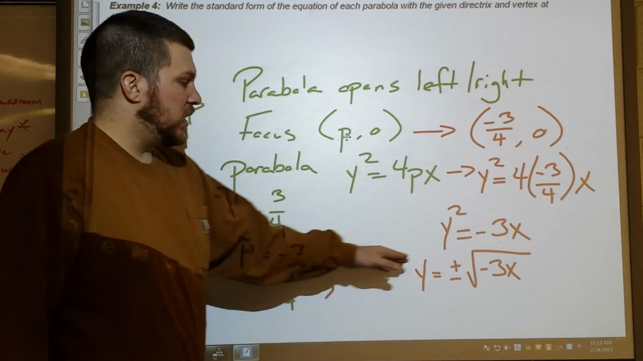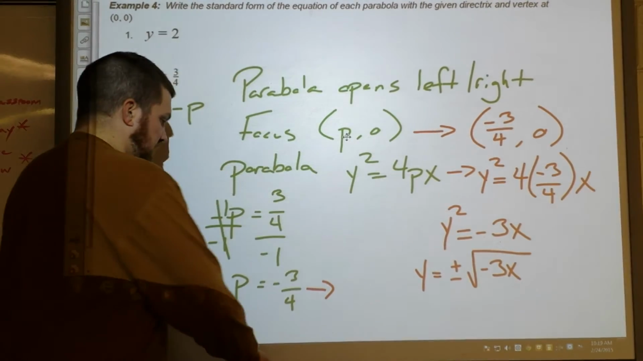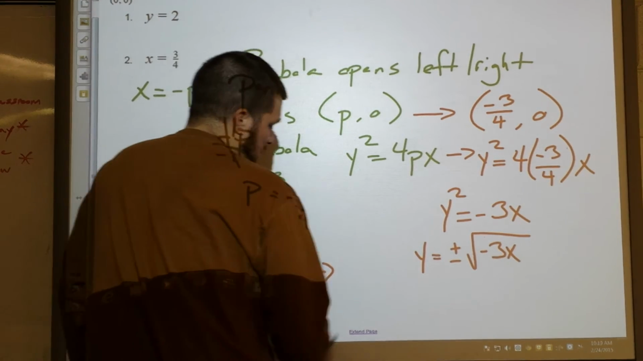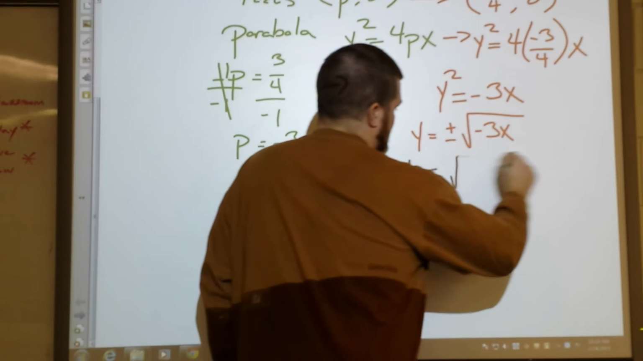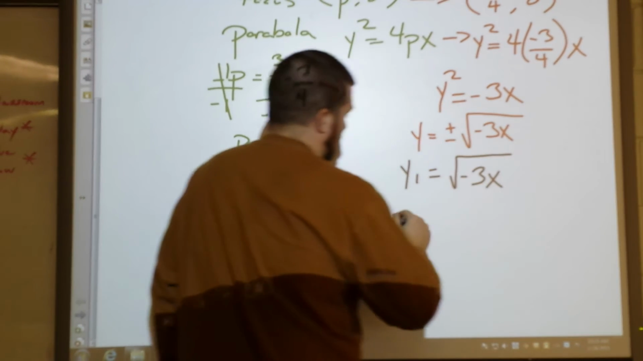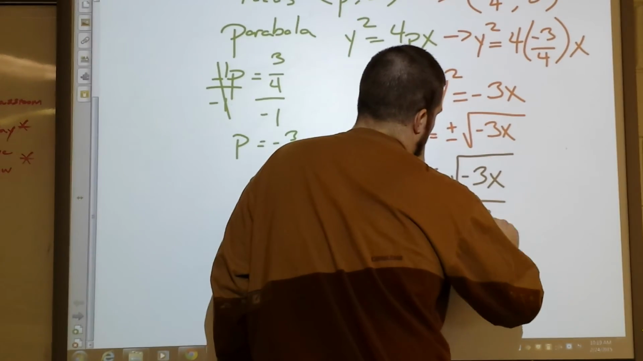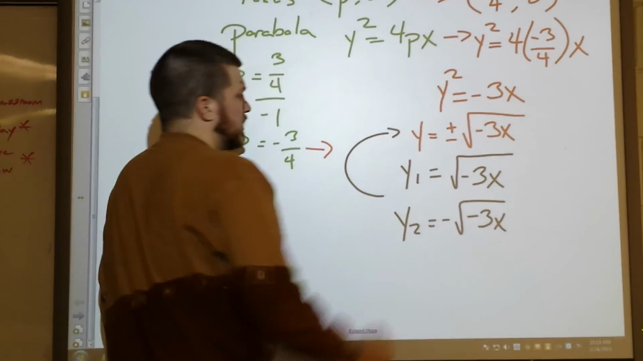Now, your calculator does not have a plus or minus button like we discussed in the previous videos. So to graph this, you're going to have to split this up into two separate graphs. So I'm going to say y1 is equal to the positive square root of negative 3x, and y2 is equal to the negative square root of negative 3x. These two graphs combined will generate that graph.